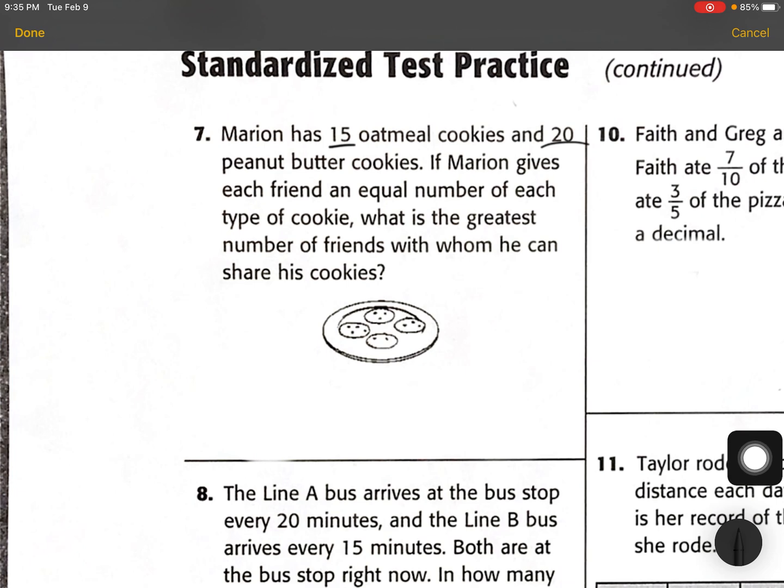Okay, take 2. Marion has 15 oatmeal cookies and 20 peanut butter cookies. If Marion gives each friend an equal number of cookies of each type, what is the greatest number of friends with whom he can share his cookies? This is a little tricky because it says greatest. It is not GCF. It is LCM. No.